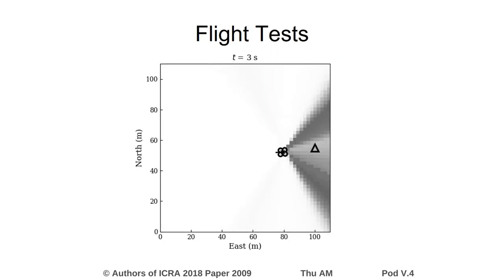We perform flight tests with a Wi-Fi router in an open field. Localization is slightly slower here because we are not running the same optimization that we did in the simulations. Instead, we're flying a fixed path, but the method is still validated.